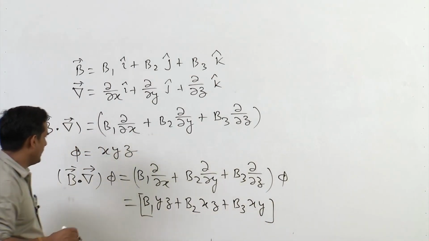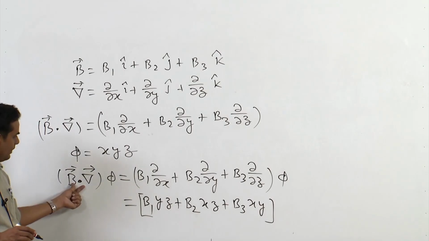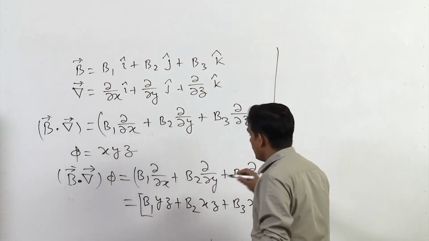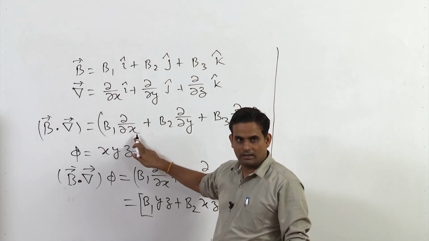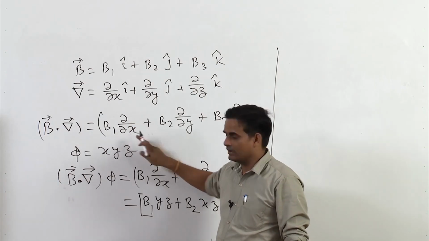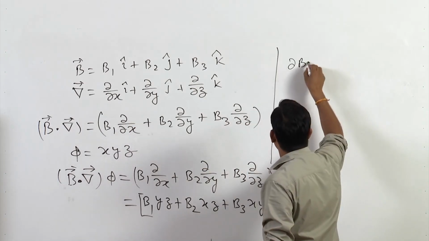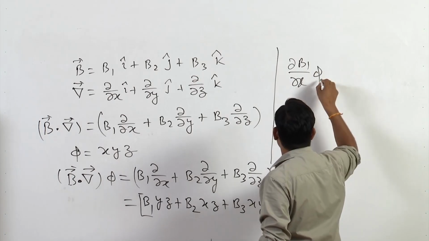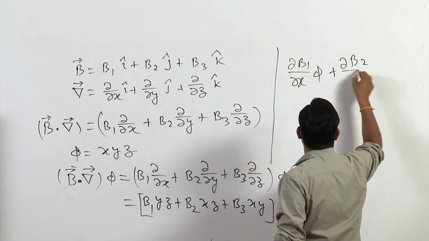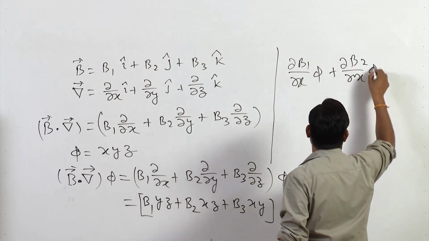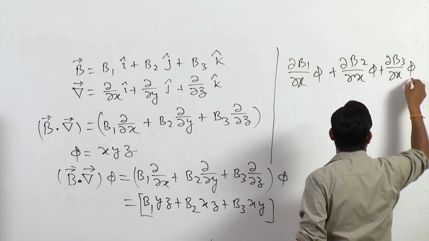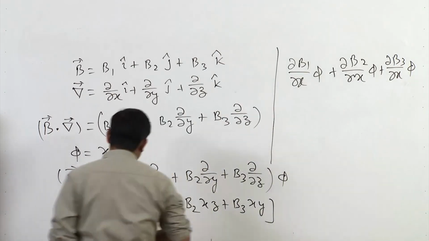So, it will be a scalar quantity, this operator operating on a scalar function. As I told you, do not write it as del B1 over del x. If you write del B1 over del x into phi plus del B2 over del x into phi plus del B3 over del x into phi, these two things are quite different.